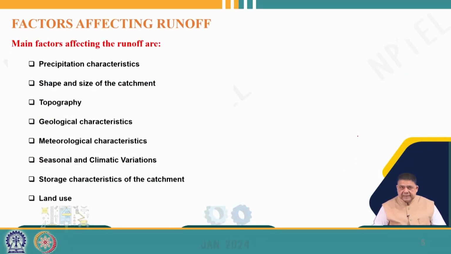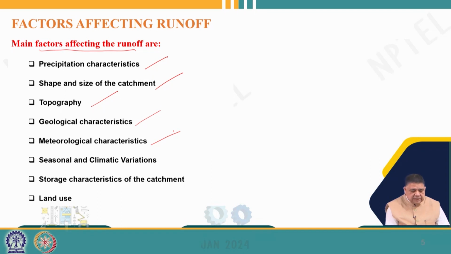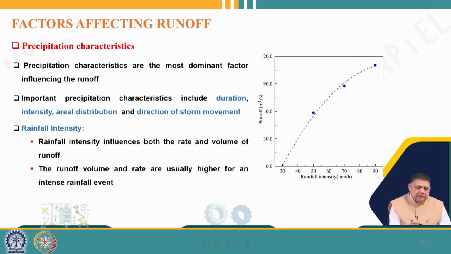Now, coming to factors affecting runoff, there are several factors which play a significant role in the runoff process, and these are listed here: precipitation characteristics, shape and size of the catchment, topography of the catchment, geological characteristics of the catchment, meteorological characteristics of the catchment, seasonal and climate variations at the place, storage characteristics of the catchment, and of course, the land use in the catchment. These are factors which affect runoff, that is its timing and magnitude, and we will see these factors one by one.